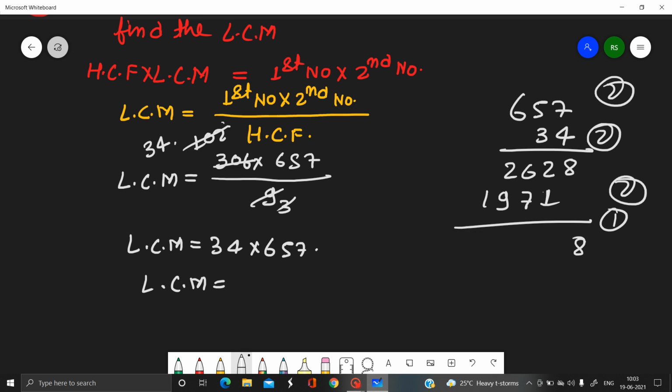Now here the sum is 8, 3 and 5 are 13, carry forward 1, 9 plus 2 will be 11, 11 plus 1 will be 12, carry forward 1, and 1 plus 1 will be 2. So now the LCM is 22,338. So this is our answer. So guys, are you getting how to do it if the HCF of any numbers is given and it says find the LCM of these numbers, and the two numbers are also given, then we have to do this type of thing. Okay. Now come to the next question.